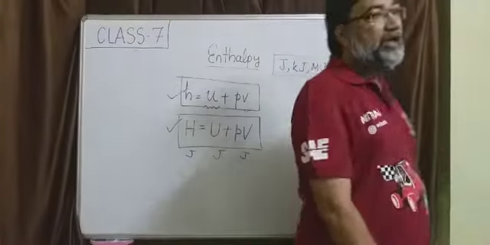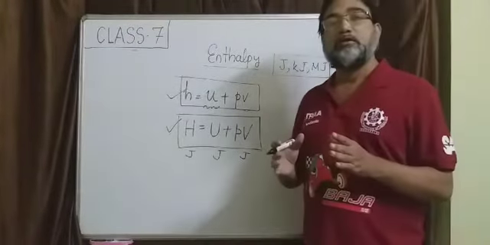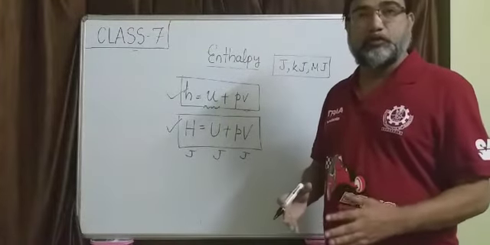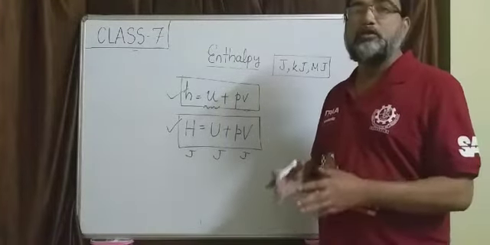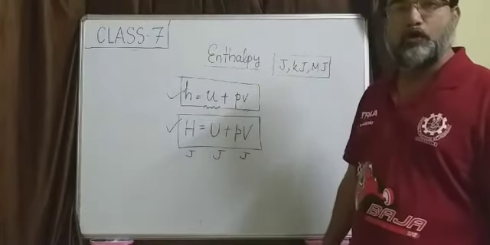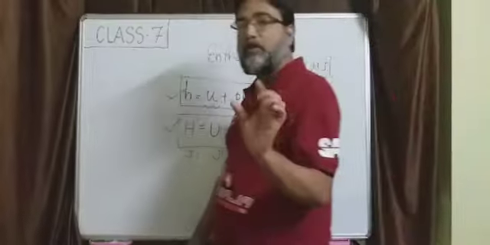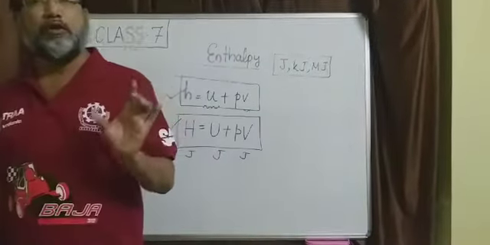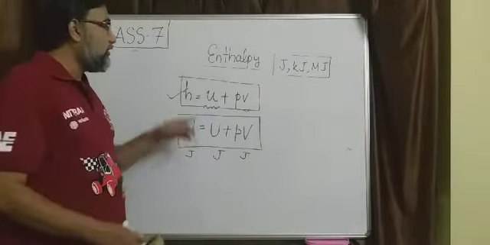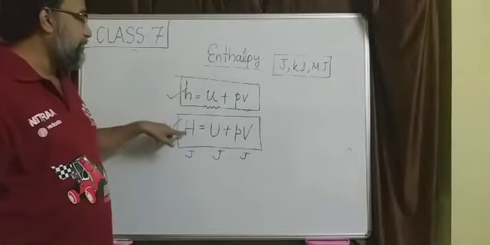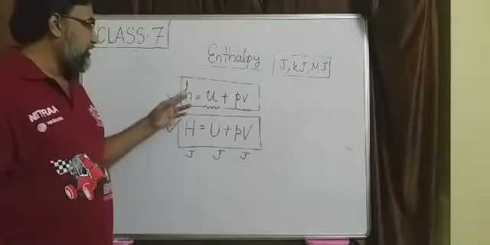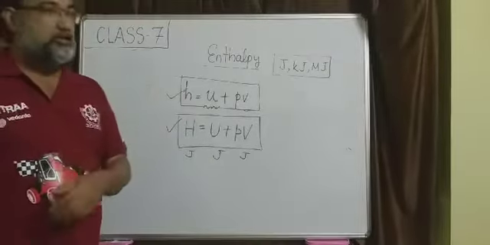So the magnitude of enthalpy is the sum of the internal energy possessed by a system plus the flow energy of the system. Flow energy is the product of pressure and volume. So you can write U plus PV, or in place of U plus PV you can always write H. H is the notation for enthalpy. If it is capital H, it is total enthalpy, that means for the whole of the gas. If it is small h, then it is for unit mass of the gas.